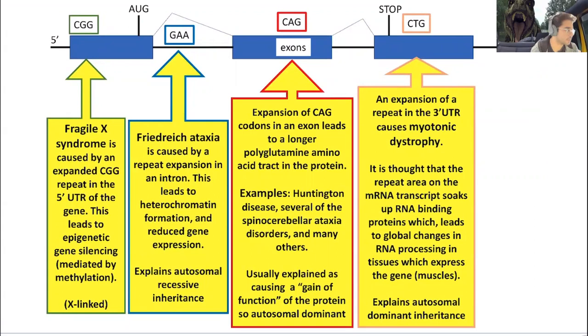Triplet repeat disorders, know these. They come back as your cumulative questions. CGG, GAA, CAG. I like to think in Huntington's disease, you're in a cage, like your mind is in a cage of itself. And then finally, CTG is your myotonic dystrophy. Okay.